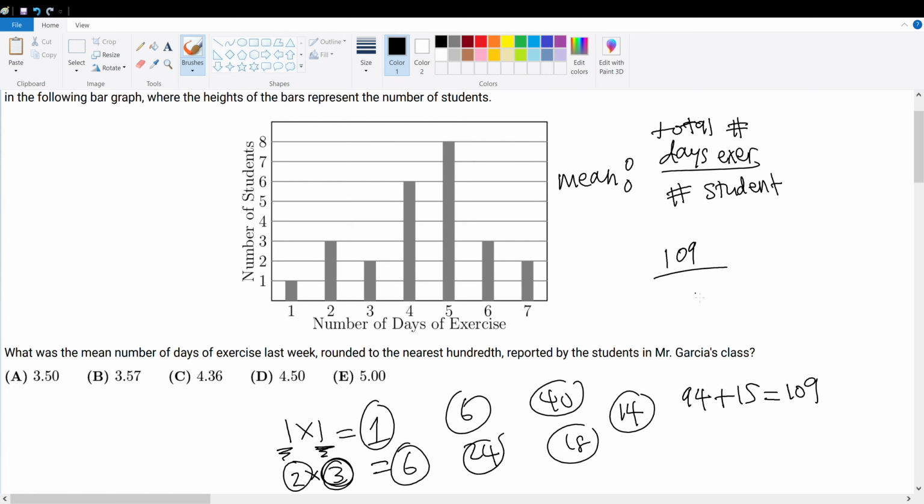But how many students do I have? Well, it told us that the height of every bar represents the number of students for that particular day of exercise that they did. So the total number of students, I'll do it here, is 1 plus 3 plus 2 plus 6 plus 8 plus 3 plus 2. That's the definition of how you find the number of students. So 1 plus 3 is 4, 6, 12, 20, 23, 25. Divide this by 25 and we get our answer.